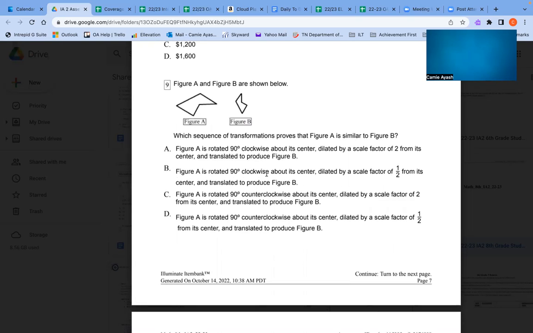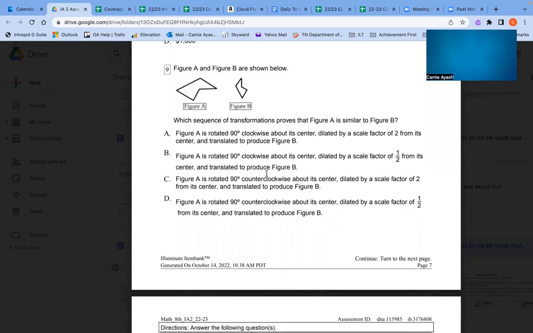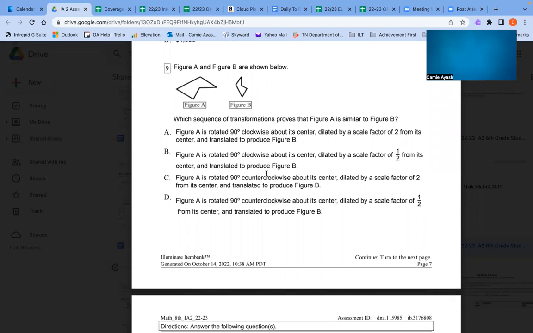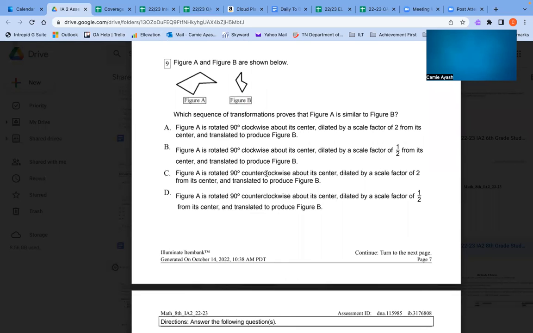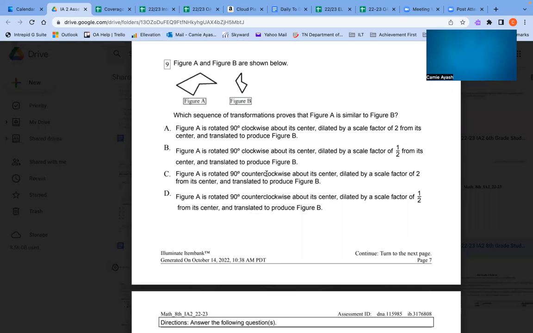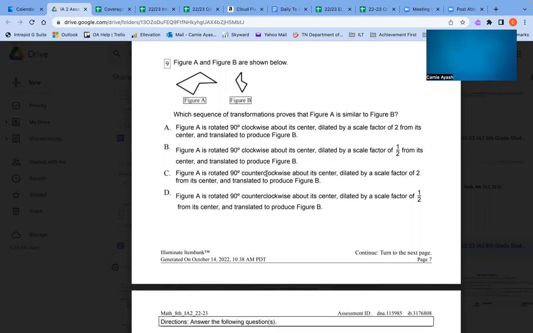B, figure A is rotated 90 degrees clockwise about its center, dilated by a scale factor of 1/2 from its center, and translated to produce figure B. C, figure A is rotated 90 degrees counterclockwise about its center, dilated by a scale factor of 2 from its center, and translated to produce figure B. D, figure A is rotated 90 degrees counterclockwise about its center, dilated by a scale factor of 1/2 from its center, and translated to produce figure B.